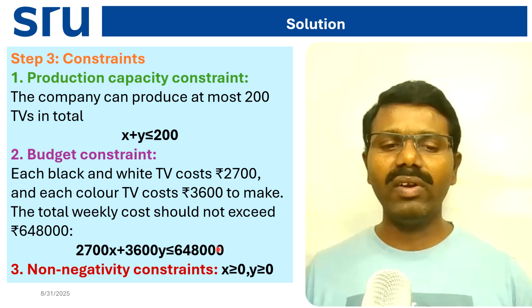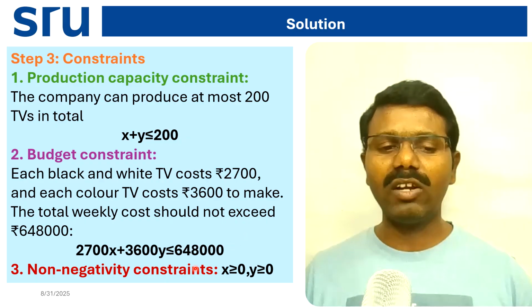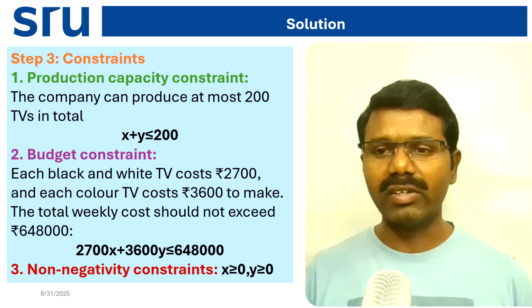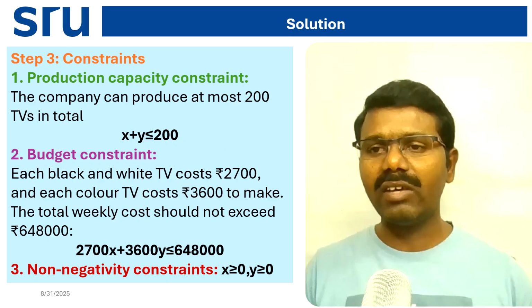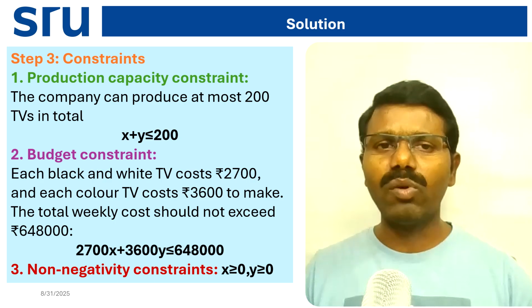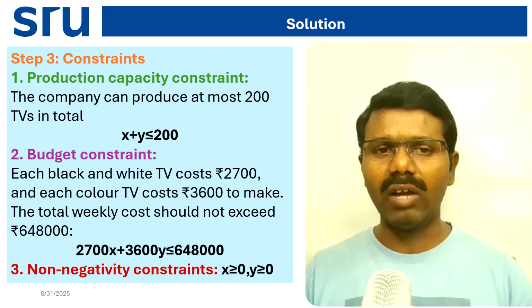So here we will get another equation. With a non-negativity constraint we will get x is greater than or equal to 0, y is greater than or equal to 0. So we get all these equations. If you write all of these, that is nothing but the LPP, the linear programming problem, so that we can solve it later.